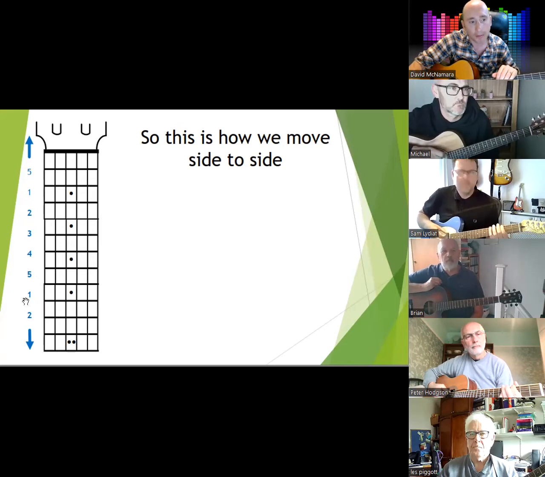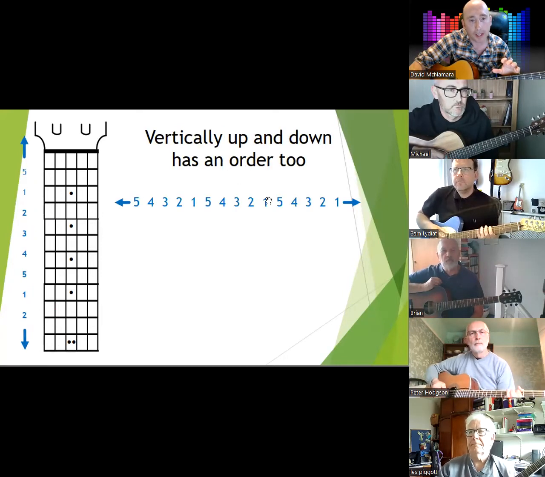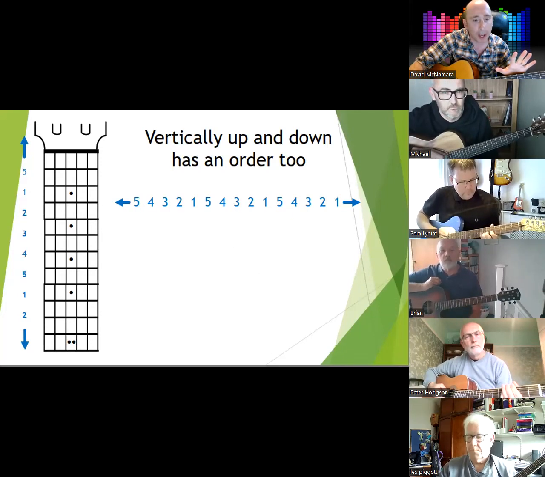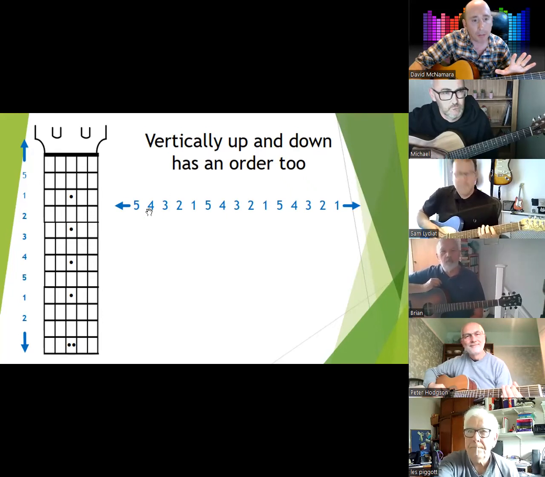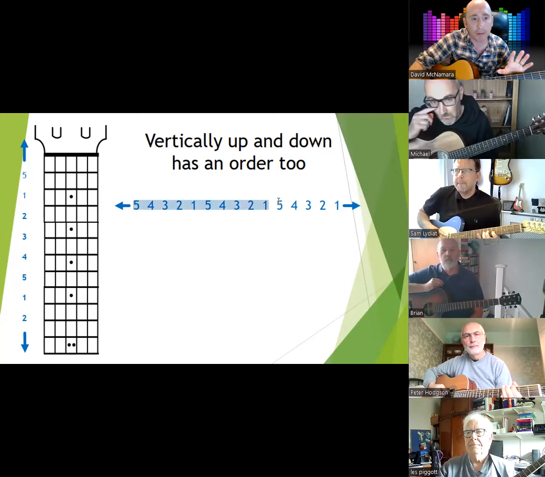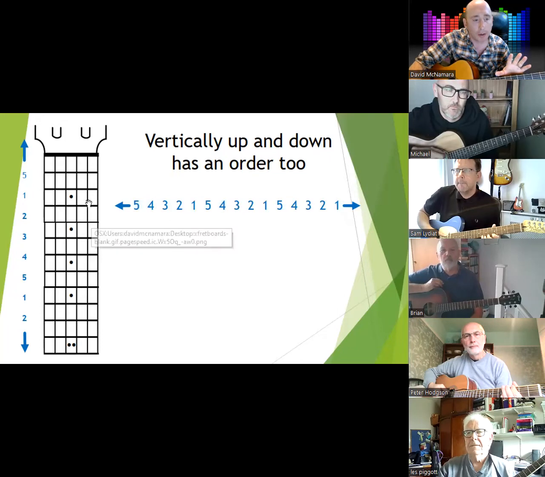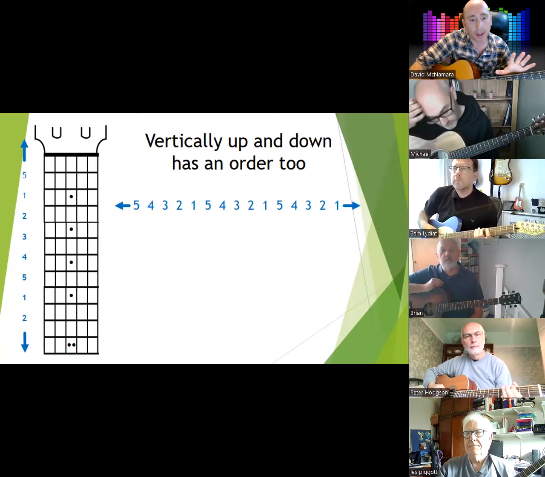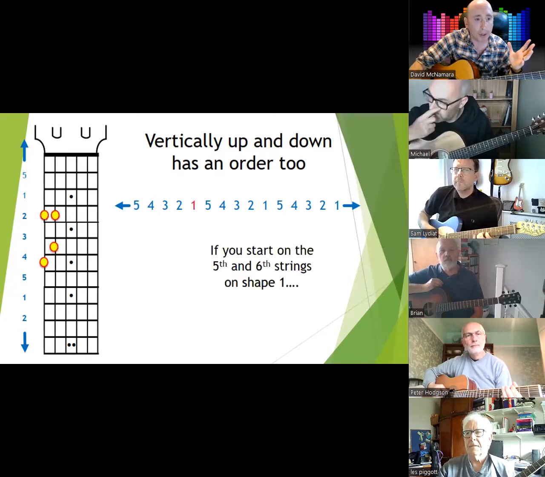So how do we move vertically up and down? See here. It's always in this direction. Now I know there's a lot of numbers here, and you're probably thinking, "What the hell?" But just bear with me, because hopefully this will make sense. I've just put a row of numbers there: 5, 4, 3, 2, 1, 5, 4, 3, 2, 1, all the way across. Meaning that wherever you start on the top shape, you're always going to look at the one below it to find the new shape. So I'll give you an example of what I mean. So here, if I start on the 5th and 6th string on shape 1, can you see there? We're on shape 1.